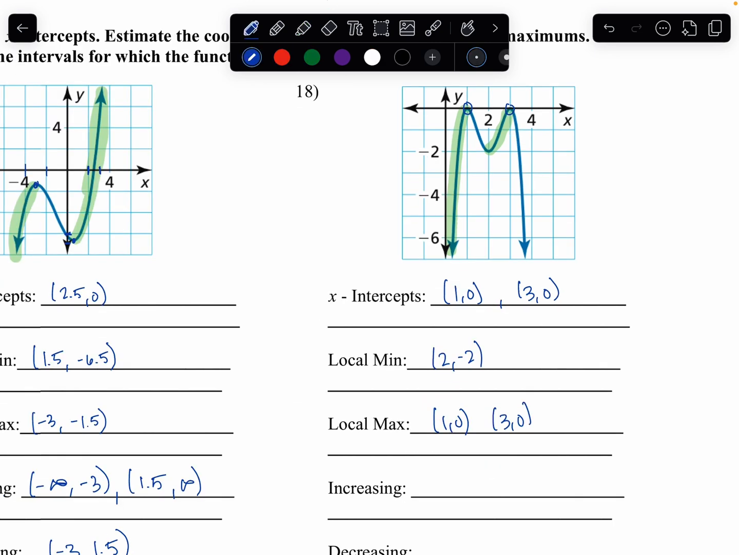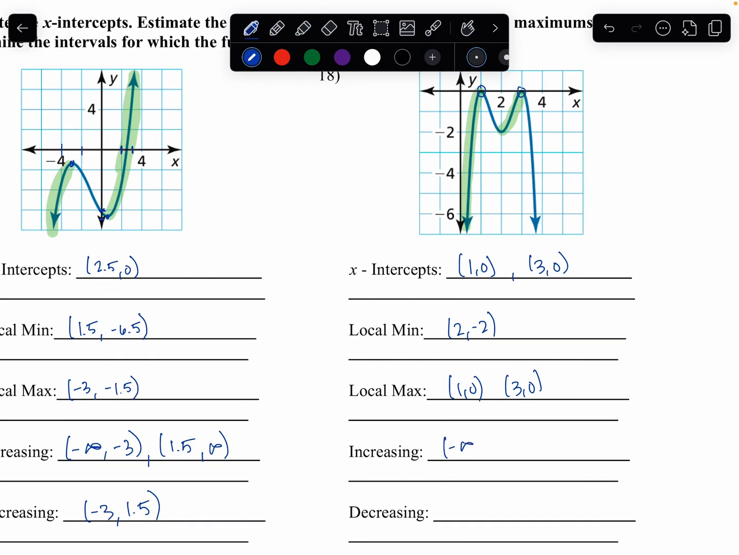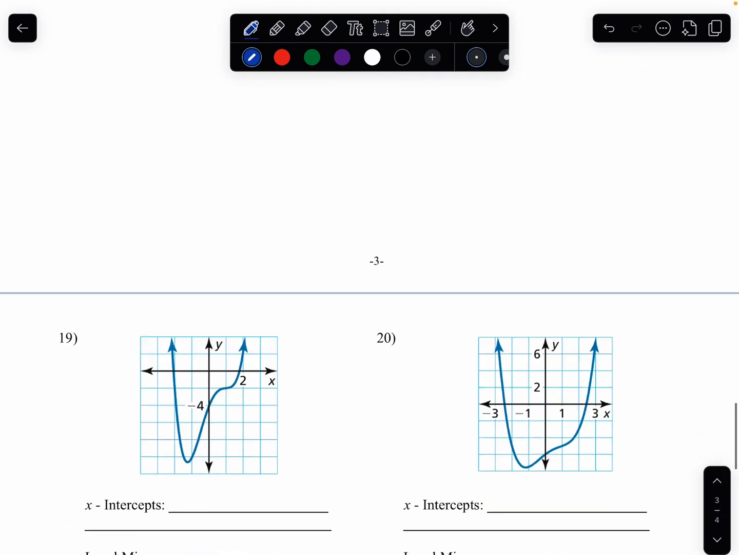It's increasing. I see it's increasing here and here. So that's going to be from -infinity up until 1 right here. And then again, it's increasing from 2 to 3. And it's decreasing here, so between 1 and 2. And it's decreasing after 3, so we'll say 3 to infinity.